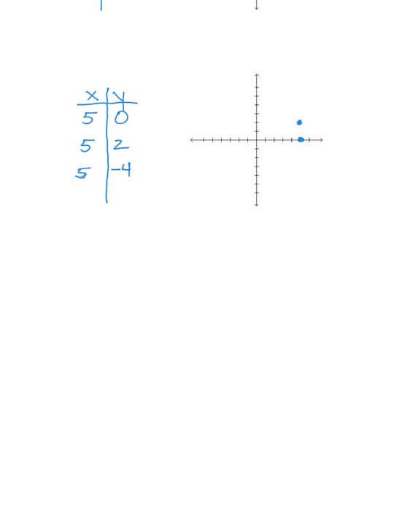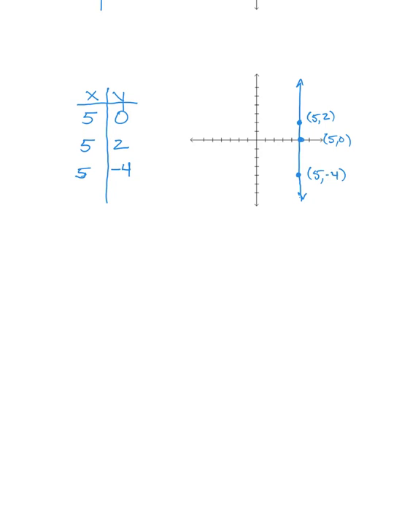And for the last point, we have (5, -4). In order to plot (5, -4), I want to go 5 to the right and 4 down. So we'll be down here somewhere. We have our 3 points. We can now draw our line through these points, and we have a vertical line. We want to go ahead and label these. And we're done with the problem.